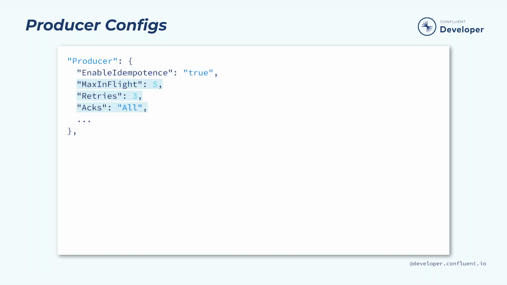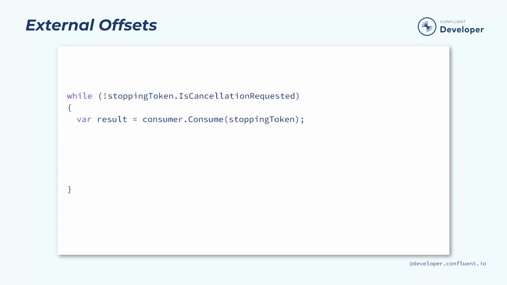Idempotence requires specific values for other settings. Max in-flight messages must be less than or equal to 5, retries must be greater than 0, and ACKs must be set to all. These are all set correctly by default, so as long as we don't alter them, we should be fine. But this isn't sufficient to guarantee effectively once delivery. We also need to ensure our application is written to support it. There are two approaches to this.